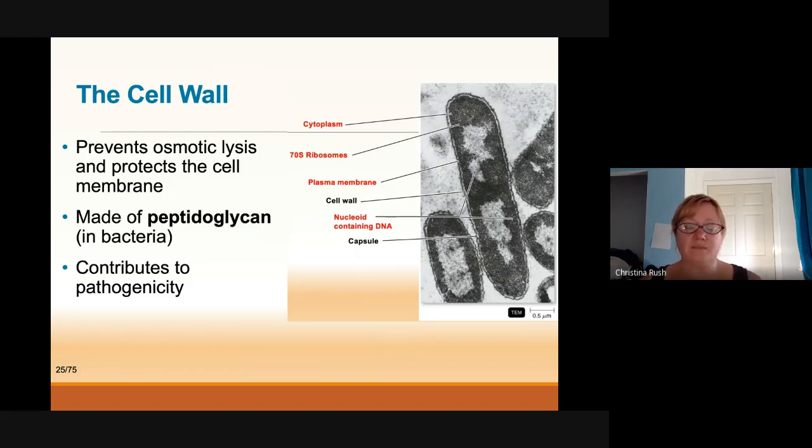The cell wall is made up of peptidoglycan in bacteria. There are two exceptional cases to that we're going to talk about. They're unusual cell walls, but we'll get to it in a minute. And then the cell wall also helps to contribute to pathogenicity. It's going to be able to help evade the immune system, or there are actually some toxins in the gram-negative cell wall.